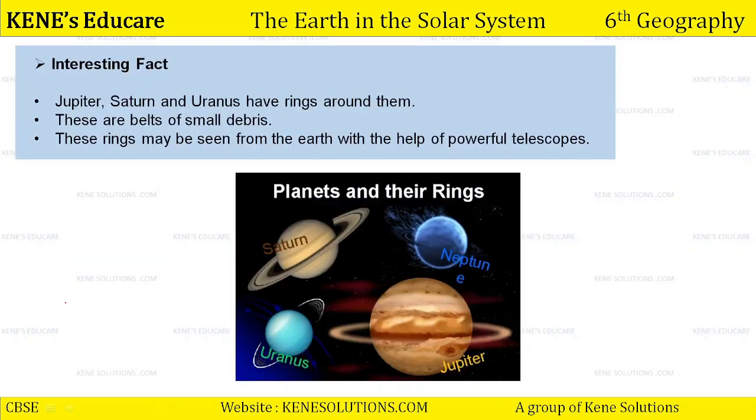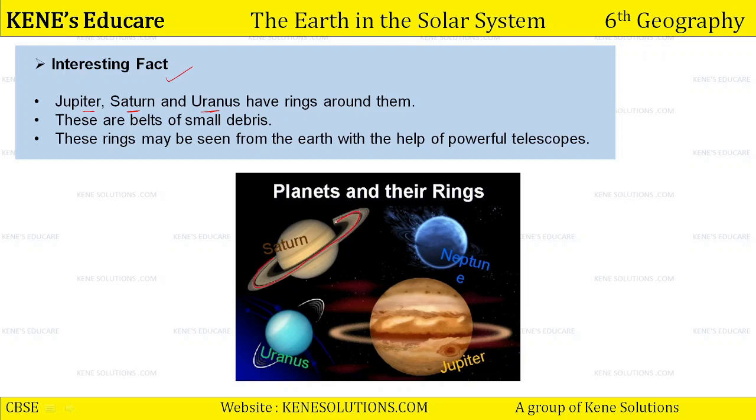Now let me tell you a very interesting story. Okay, so there's an interesting fact about the solar system. There are three planets in the solar system known as Jupiter, Saturn and Uranus, they have rings around them. Okay, I think you must have seen various pictures of Saturn, Jupiter or Uranus. The most visible rings are of Saturn.